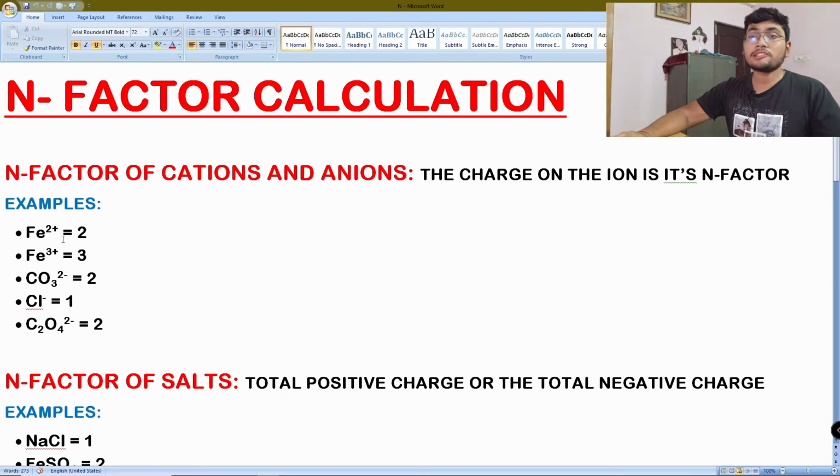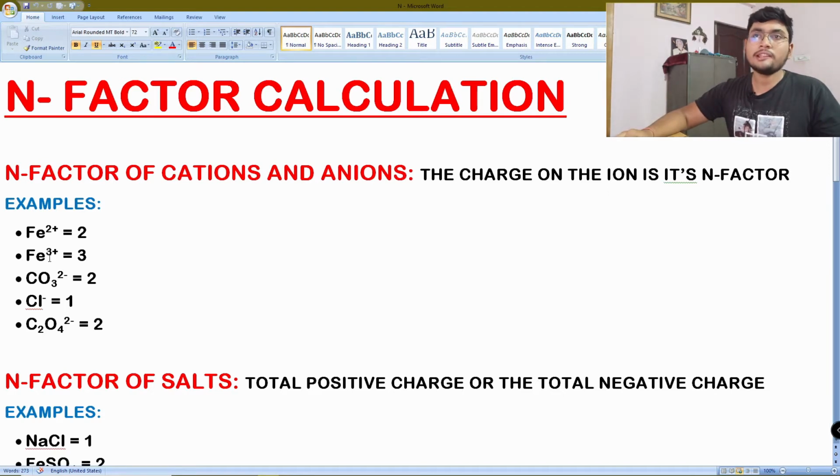The first example is Fe2+. It is a ferrous ion, and the charge on it is 2+, so the n factor is 2. Note this point, that n factor is only a number, it does not have any sign. It always has a positive sign. So keep this point in mind. The ferrous ion has 2+ charge on it, so the n factor is 2.